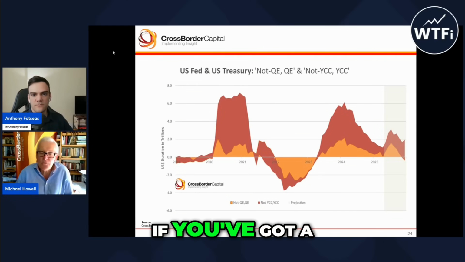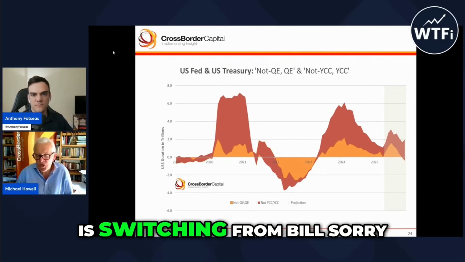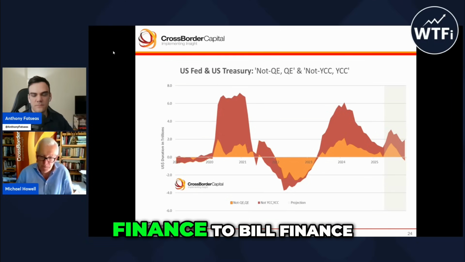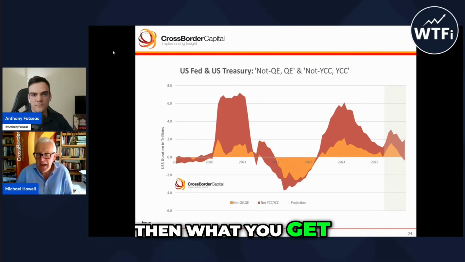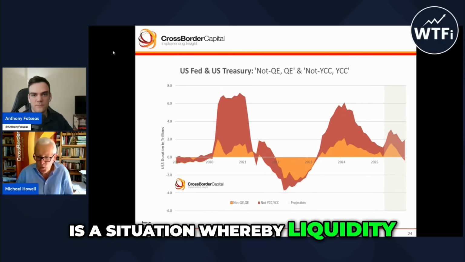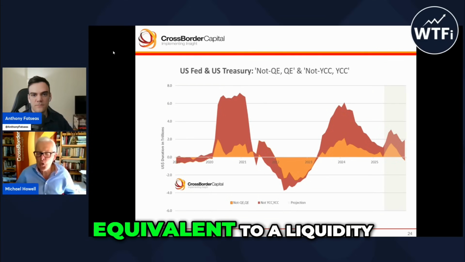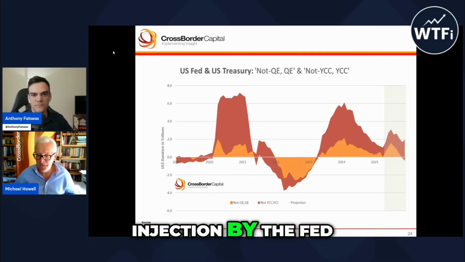So in other words, if you've got a situation where the government is switching from note and bond finance to bill finance, then what you get is a situation whereby liquidity of the outstanding stock increases. And it's kind of equivalent to a liquidity injection by the Fed.